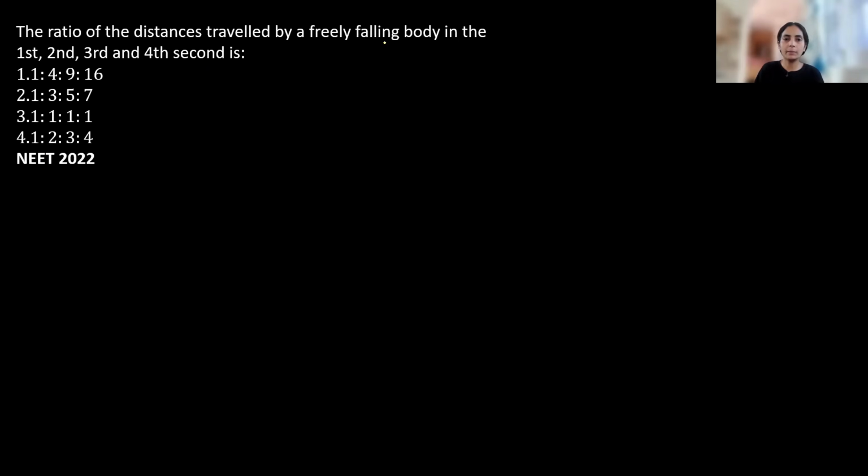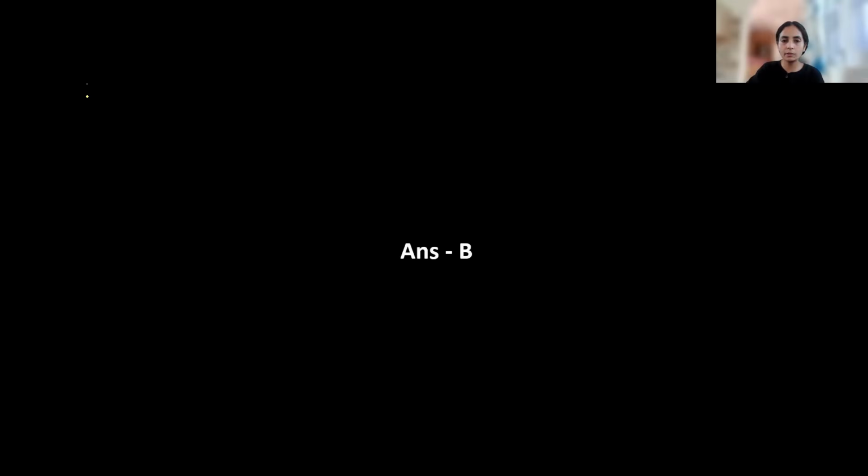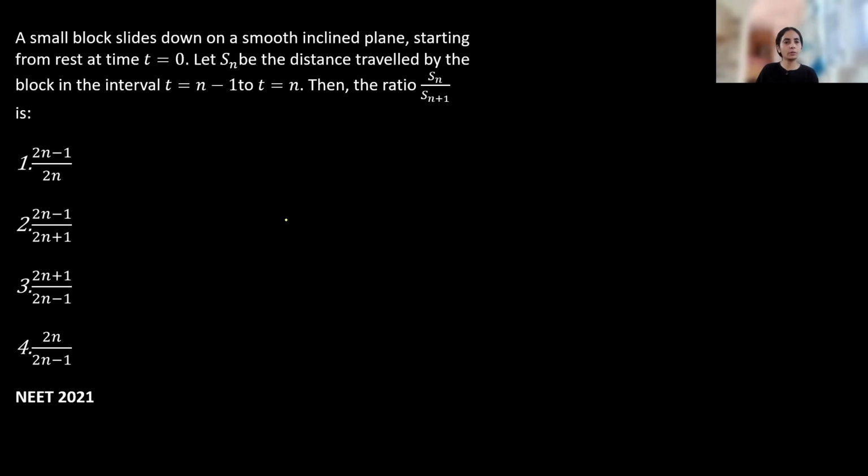The ratio of distance traveled by a freely falling body in the first, second, third, and fourth second is 1:3:5. We don't need to worry about this one. We have already done it, right? So this is this thing. Now let us talk about this one.